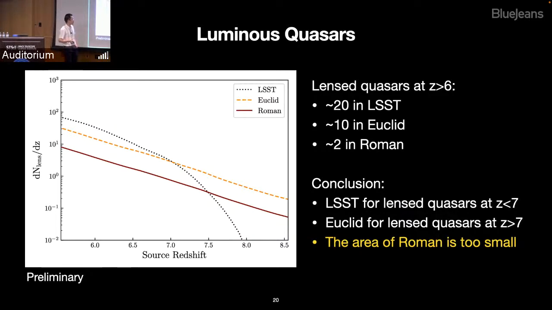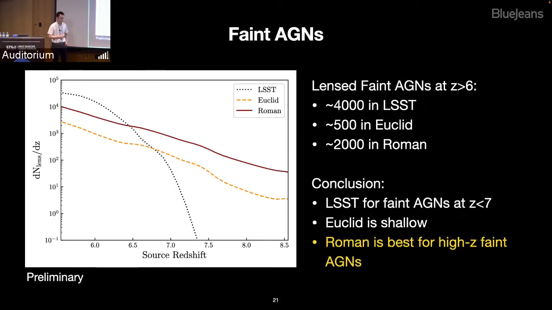But if we look at the faint AGNs, I think this is exactly where Roman shows its power. Because, first of all, we are still going to find many of them in LSST, but as I'm showing here, most of those lens AGNs are concentrated at redshift below 7.